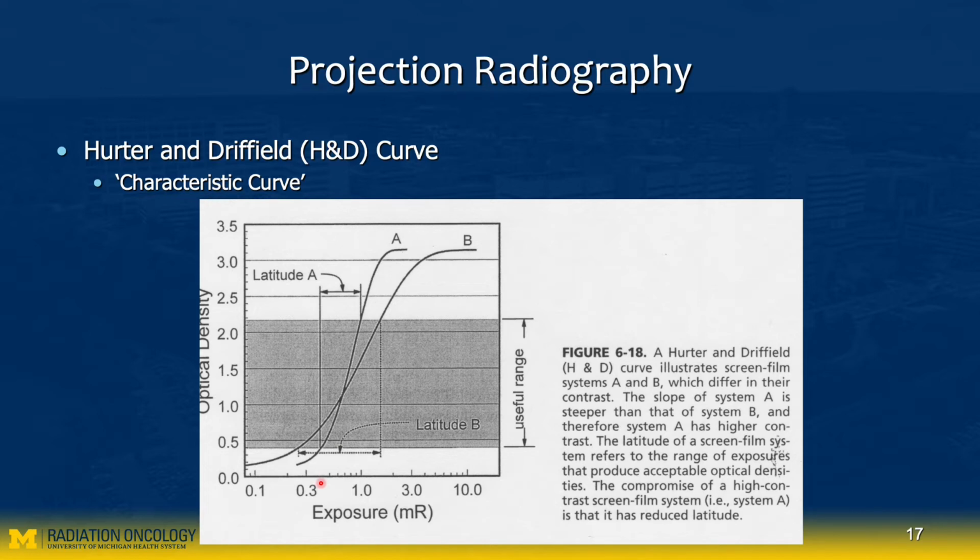So what I'm trying to say is each film has its own characteristic. As a physicist, you have to decide what type of film you want to use for film QA, or depending on what type of QA you're performing, you have to choose the right film.